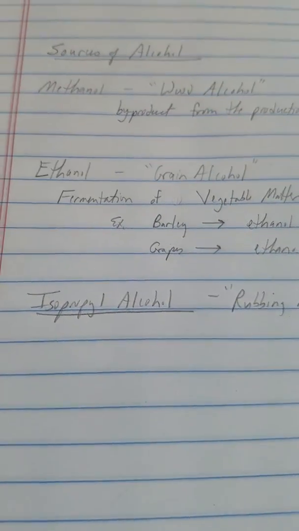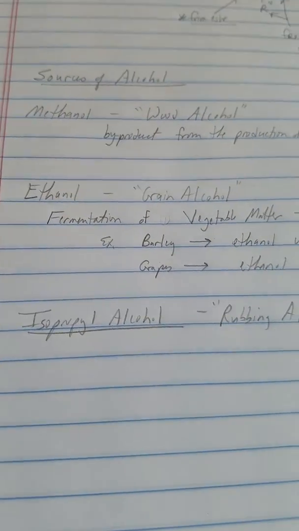Isopropyl alcohol is referred to as rubbing alcohol, and it's typically used as an antibacterial or sterilizing type of substance that's used for cleaning wounds and that kind of thing. So that's just some generic stuff on alcohols.